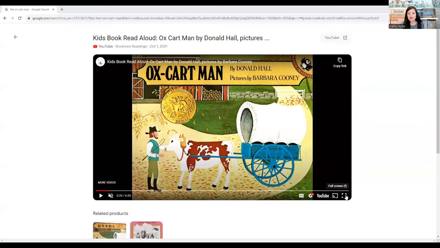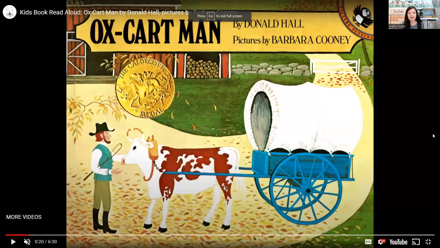Our story today is The Ox Cart Man. The Ox Cart Man by Donald Hall.